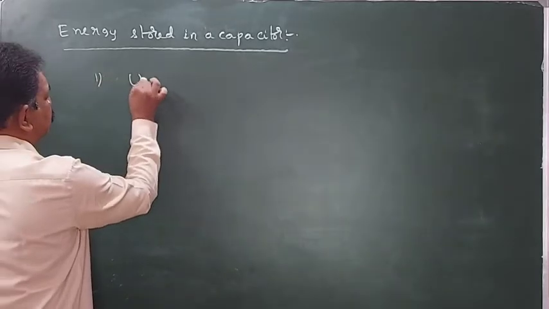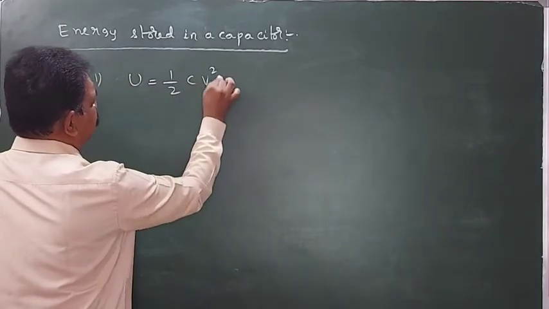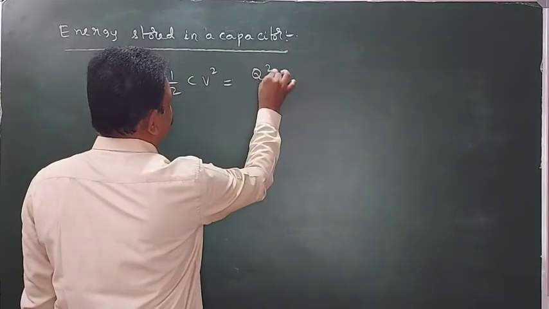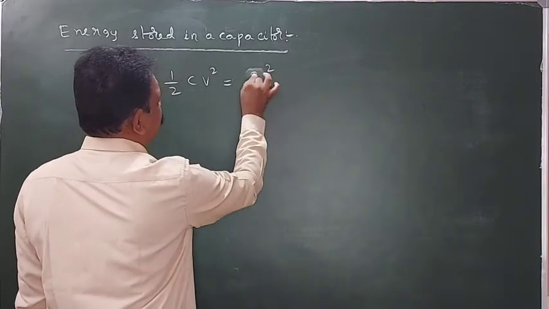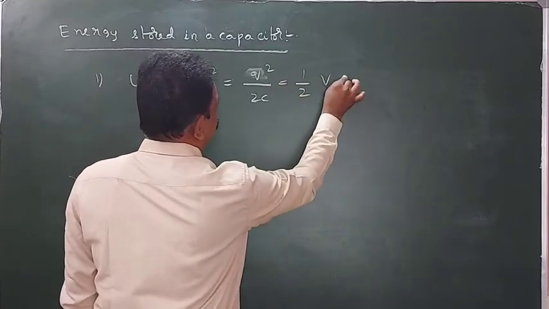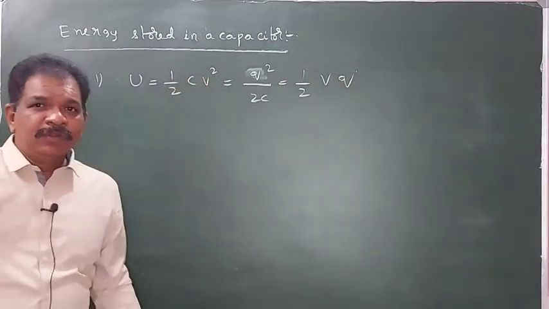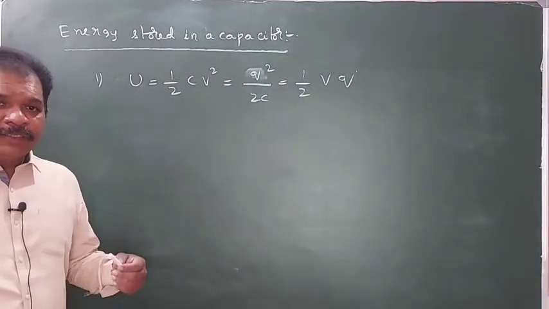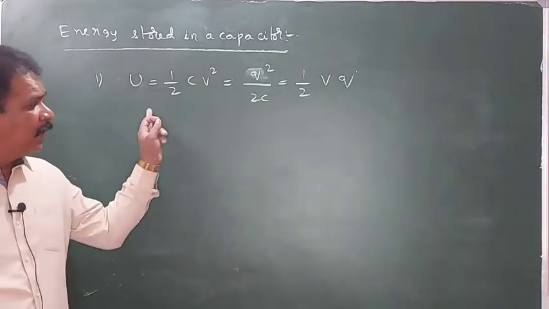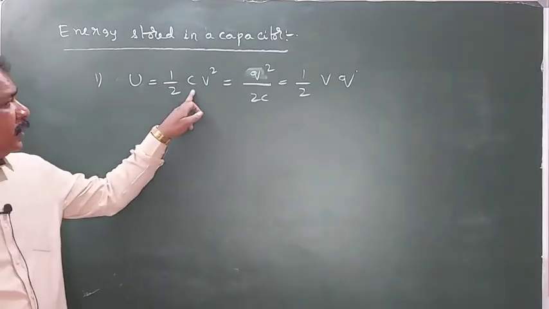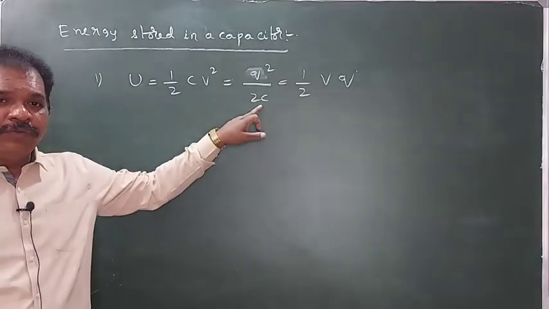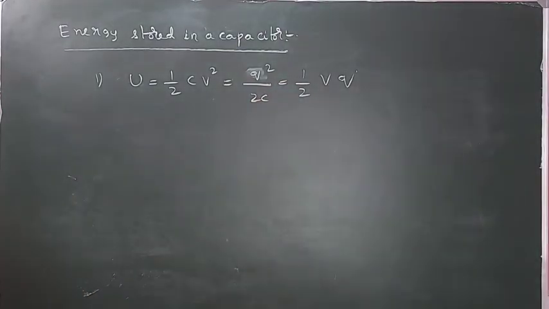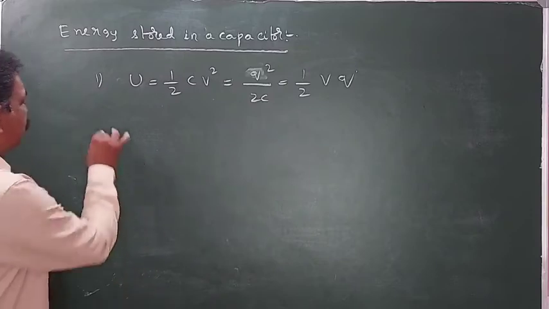Means U is equal to 1 by 2 CV square or Q square by 2C, small q or capital Q, whatever it may be. This is equal to 1 by 2 VQ. So we will use this formula to find the energy on a capacitor in terms of C and V, in terms of Q and C, in terms of V and Q, that is. Okay. Next, one more question they will ask.